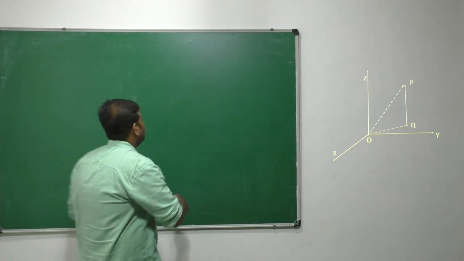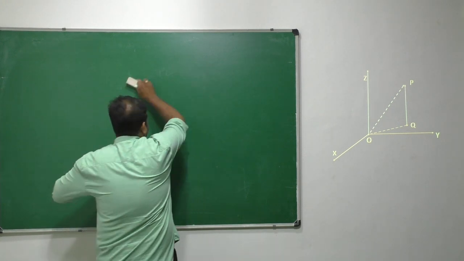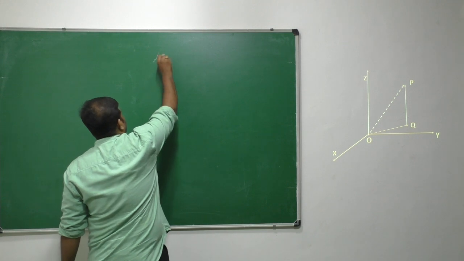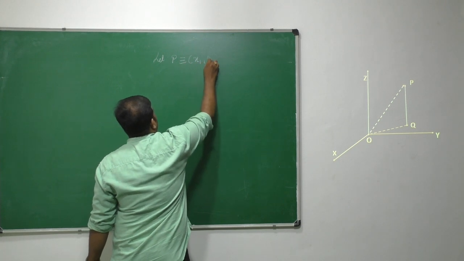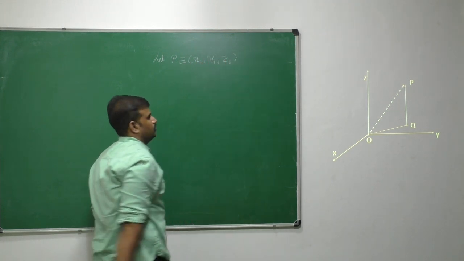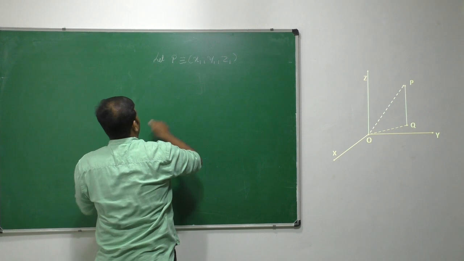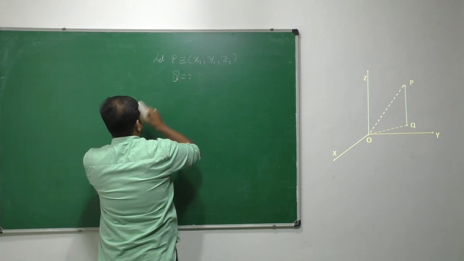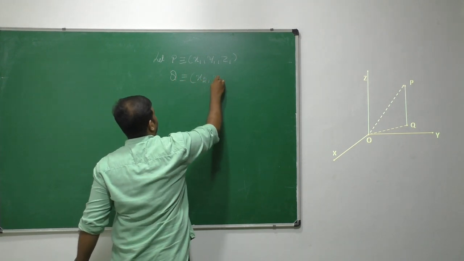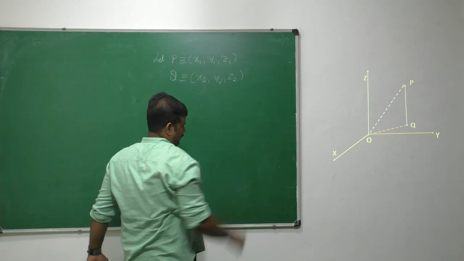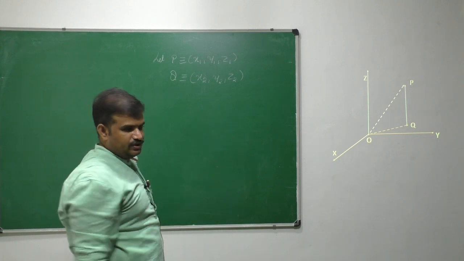What is vector PQ? We need to find it out. Let me take the coordinates of P as x1, y1 and z1. Let me take the coordinates of Q as some x2, y2, z2. So this is a triangle. OQP is a triangle, apply the triangle law of addition.